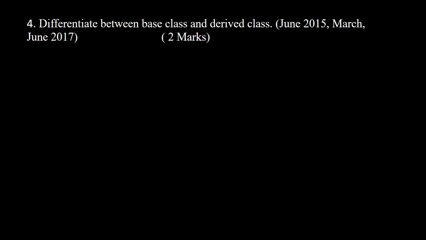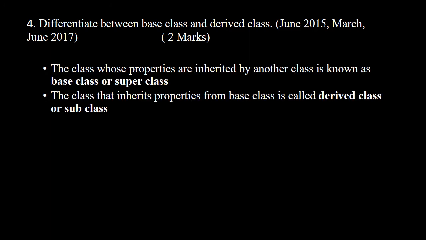The last question asked from this topic is difference between base class and derived class. It was asked 3 times in the previous years: June 2015, March 2017 and June 2017, for 2 marks. The answer is class whose properties are inherited by another class is known as base class or superclass, and the class that inherits the properties from base class is called derived class or subclass.